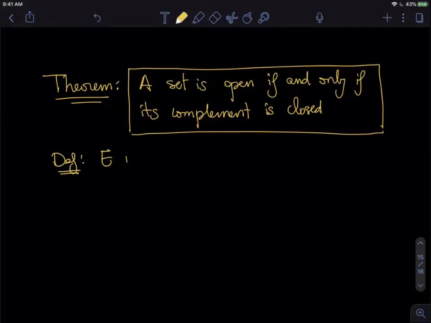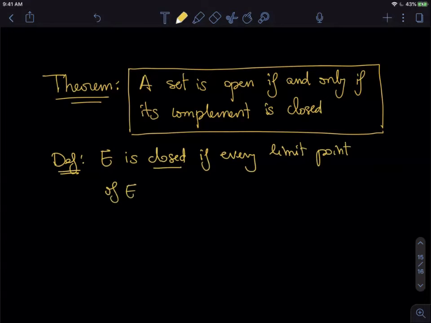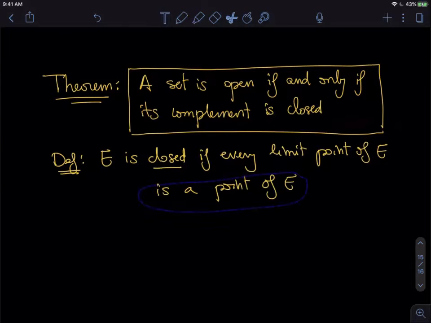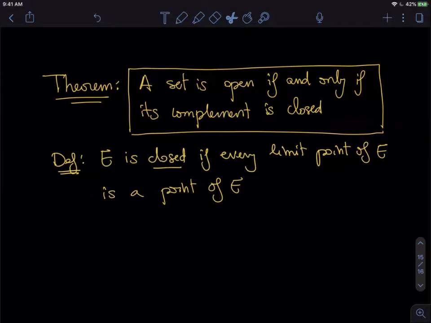Okay, so let's start with closed. So we say that a set E is closed if every limit point of E is a point of E. Okay, this sounds a little silly. Let's write it like this. There we go. E is closed if every limit point of E is a point that belongs to E.